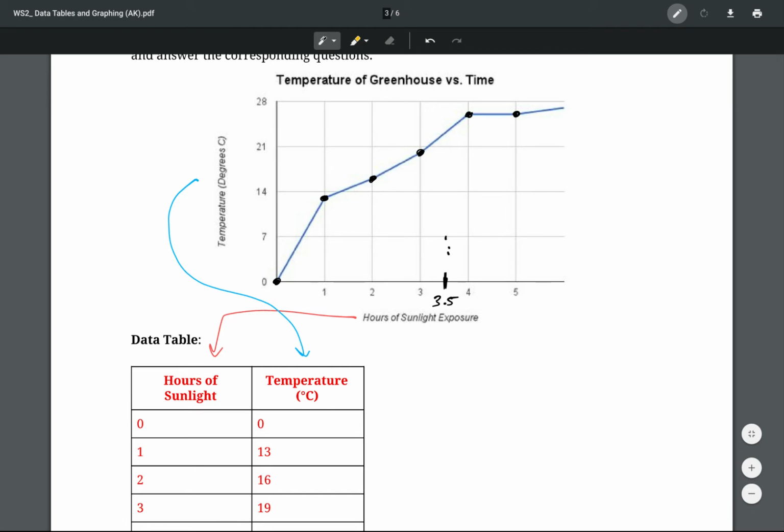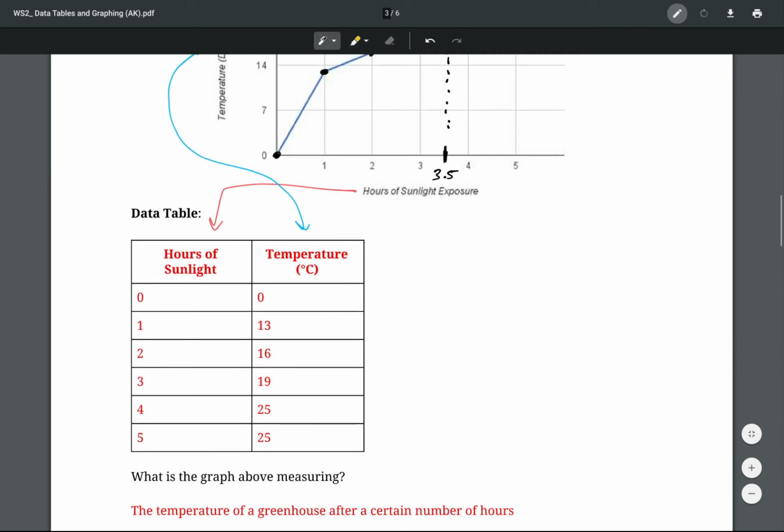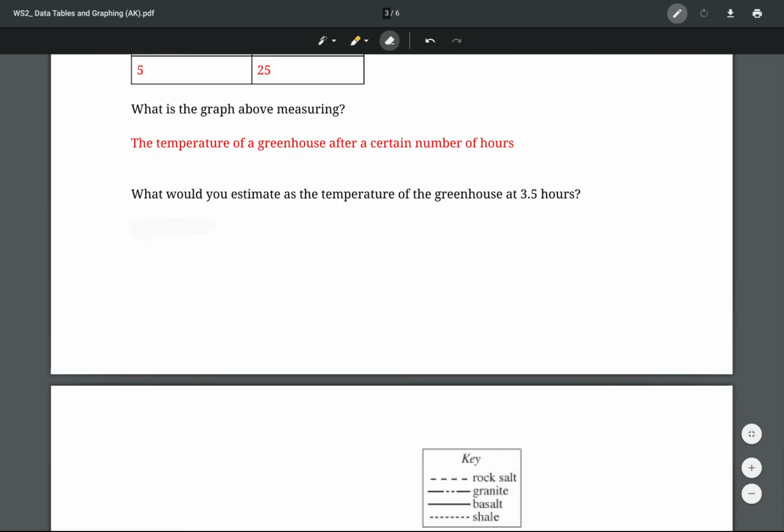And then we can draw a line up to see where a data point would be at 3.5 hours, and then draw a line over to the y-axis to determine what temperature that data point might correspond with. So it has to be more than 21, less than 28. And so a good estimate would be around 23 degrees Celsius.